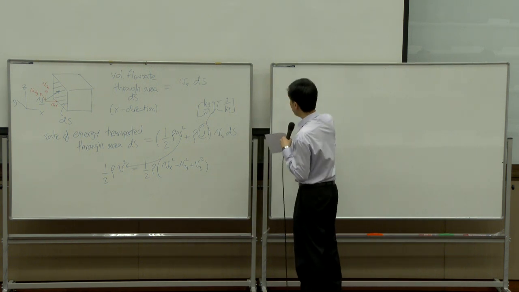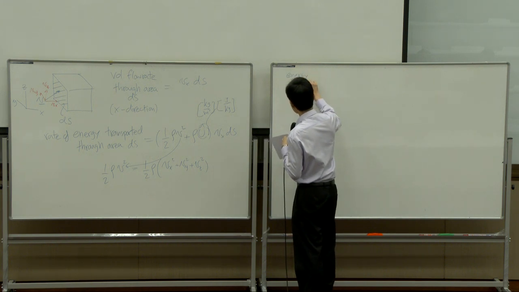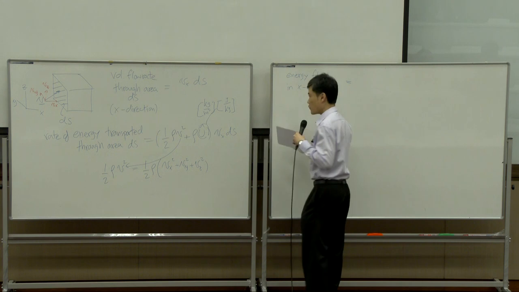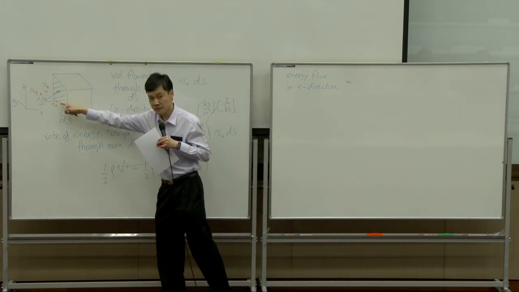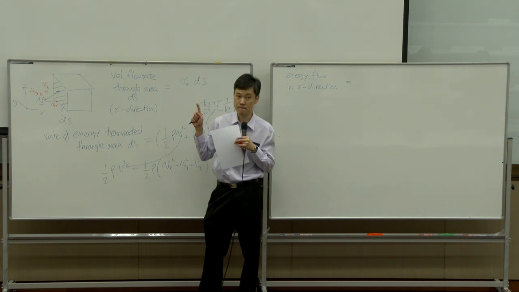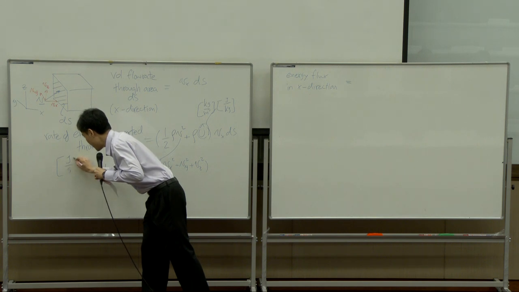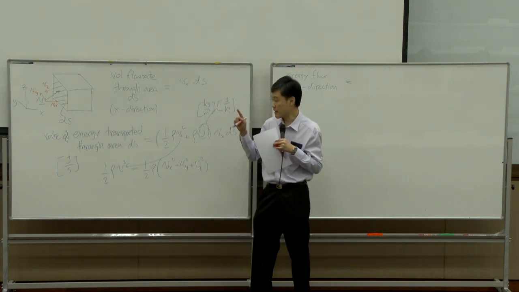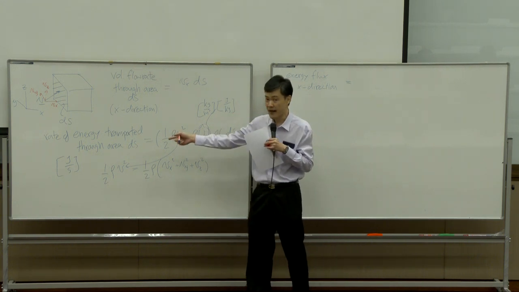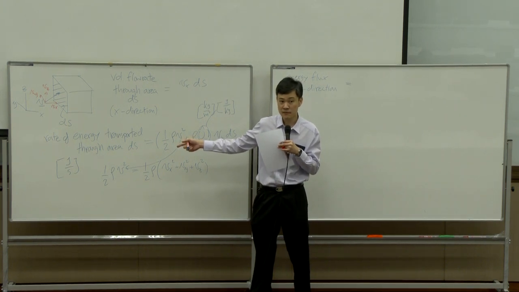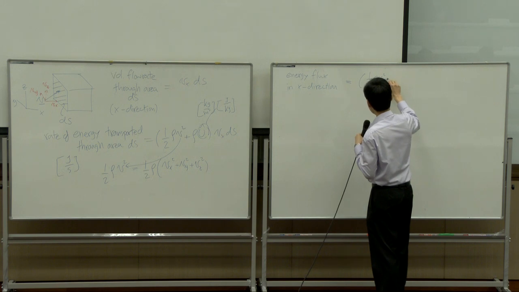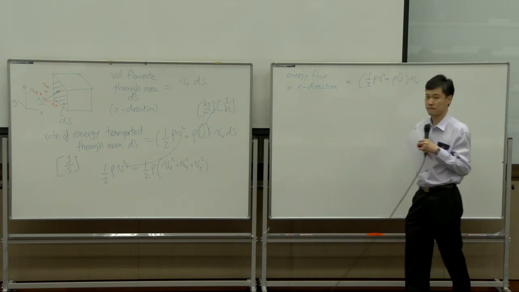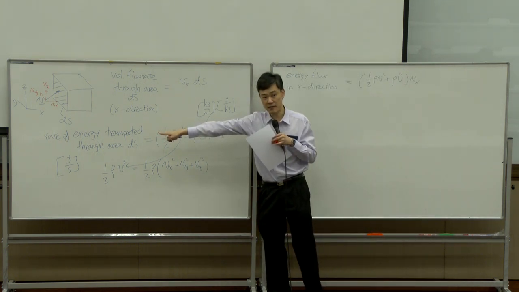Okay? So that means if I want energy flux in x direction, what would it be? This is rate of energy transport through this area. That means in x direction, right? Unit would be joule per second here. If I want energy flux, that would be joule per square meter per second. You have to divide that by the area perpendicular to the flux. You divide by area ds. So energy flux is basically (1/2 rho v squared plus rho U) Vx. You just move this ds to the left-hand side, and that becomes energy flux.